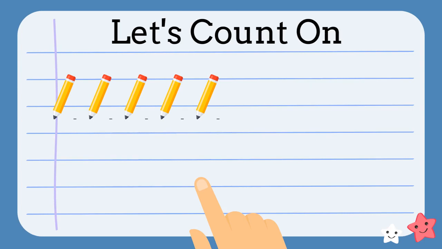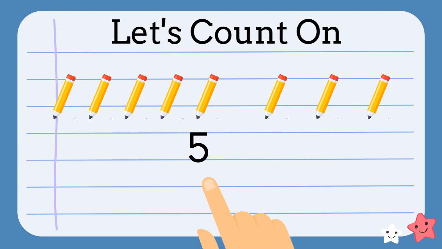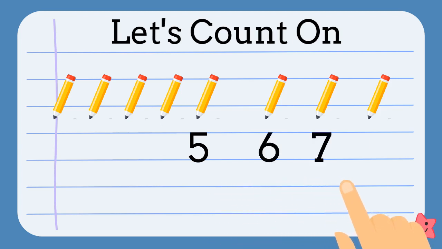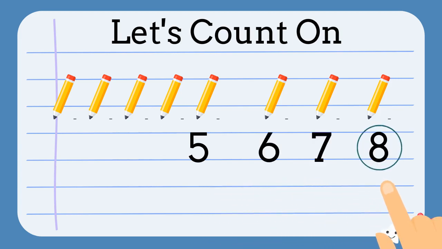We can also just count on from a number. Let's take these pencils. So far, we have 5 pencils. Here are some more pencils. Let's count on to see how many we have total. 6, 7, 8. We have 8 pencils.